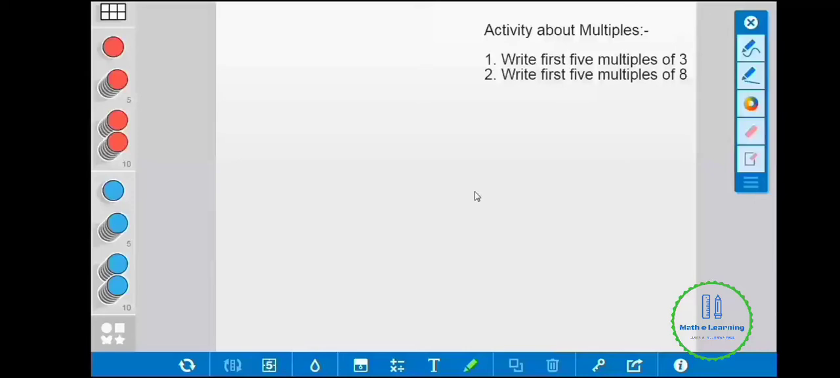Today we will perform an activity about multiples, and here I have taken two examples. First is write first 5 multiples of 3 and second is write first 5 multiples of 8. And here we have a frame and two colored counters. Using this we will perform an activity. You can choose different things which are available at your home and bring one paper and start the activity with me.